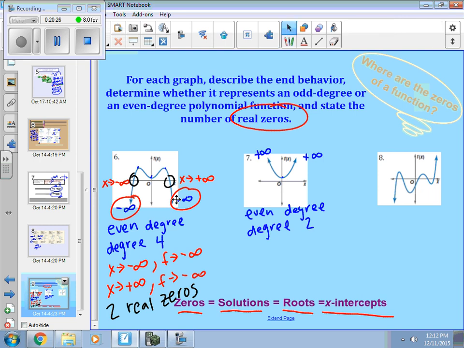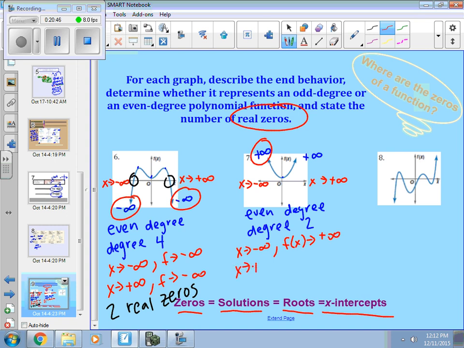All right, let's state the end behavior. This side is x going to negative infinity. This side is x going to positive infinity. So we would say as x goes to negative infinity, the graph on this one, f of x, is going to positive infinity. As x goes to positive infinity, that's the right side, our graph is also going to positive infinity.